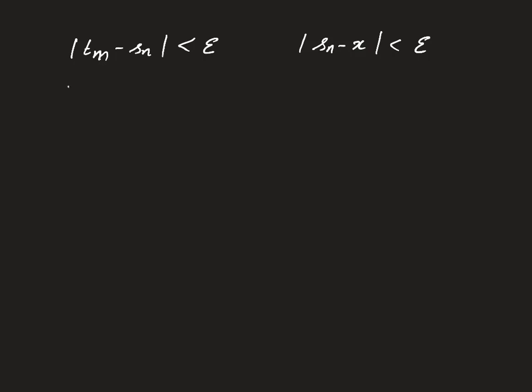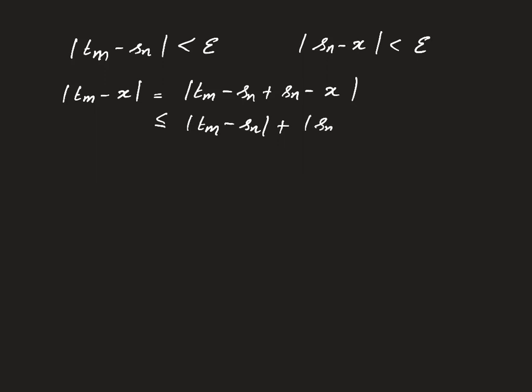Okay, so |Tm − x| is equal to |Tm − Sn + Sn − x|, which by the triangle inequality is less than or equal to |Tm − Sn| + |Sn − x|. Now each of these quantities is less than or equal to epsilon when n and m are large. That's what we have shown earlier. So because of that, we know that the sum can be made less than or equal to 2 epsilon. So we can make Tm − x arbitrarily small, and hence Tm converges to x.